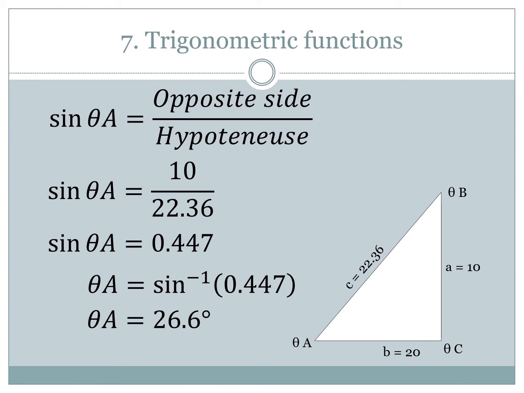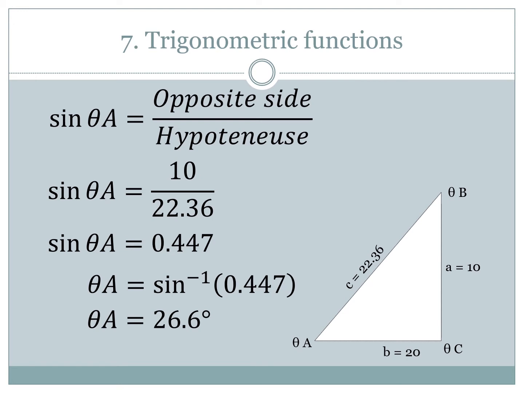Let's do this example here. We are going to find the sine of angle A, which is the opposite side, so side A, over the hypotenuse, which is our C. Our side A has a value of 10. Our hypotenuse has a value of 22.36. So if you divide 10 by 22.36, you come up with a decimal. So the sine value of angle A is equal to 0.447.